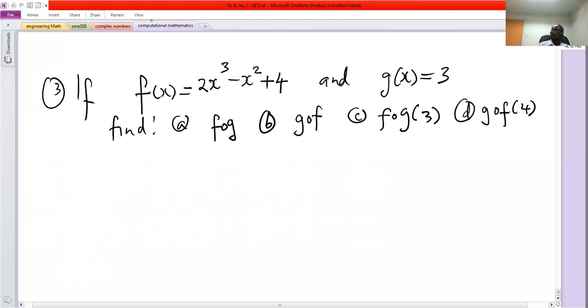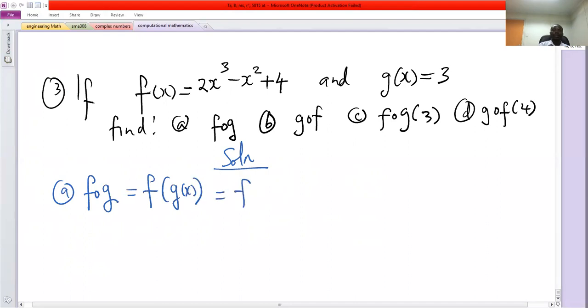So to solve this, A, f composed with g is the same as f of g of x, and g of x is 3. When you give f any input, it takes that input, raises it to power 3 and multiplies by 2, subtracts the same input squared, and adds 4. So we'll have twice the input raised to power 3, minus the input power 2, and then plus 4. So we'll have twice 3 power 3, minus 3 squared, plus 4. That gives us 49.